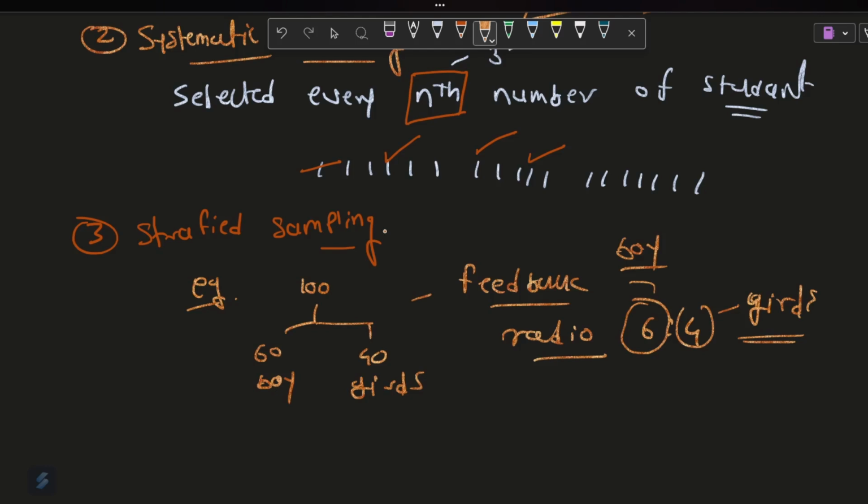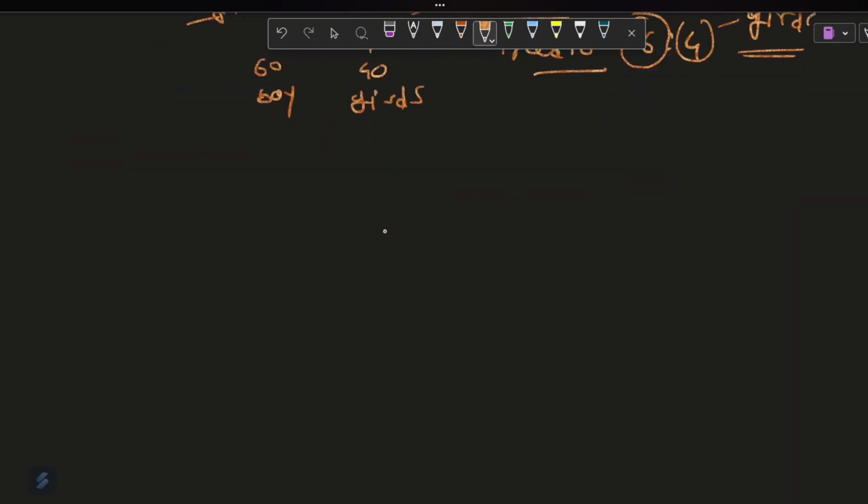And the fourth one is cluster sampling. What is cluster sampling?